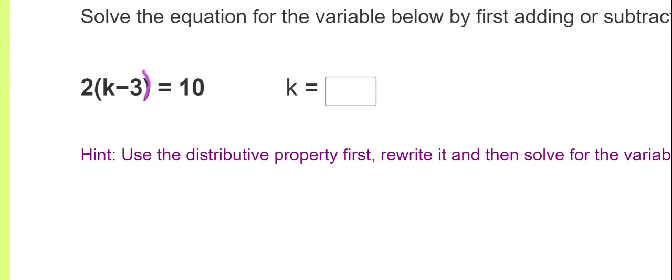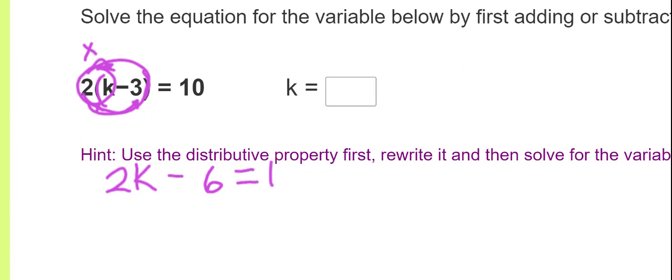Once we see we have parentheses here, we need to multiply the first thing and multiply the second term inside the parentheses. So the first term and the second term. So we got 2 times k, so we have 2k, and then we have 2 times 3, which is 6. And then there's subtraction in the middle, nothing else changes. Rewrite it. Now we're ready to solve.